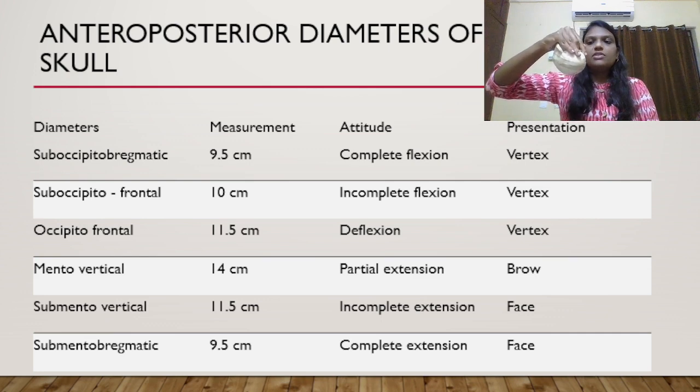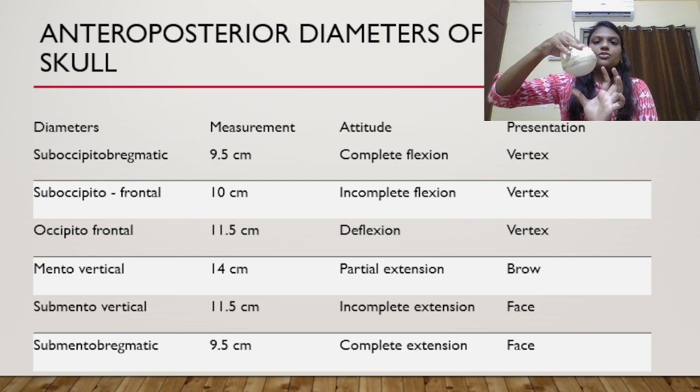Again, this is the complete flexion. This is incomplete flexion. Again, when we are doing a pervaginal examination, I am going to palpate the vertex of the baby. So the presentation is vertex. Next one is deflexed head. In deflection, the diameter of engagement will be occipitofrontal, from the occipital protuberance to the frontum.